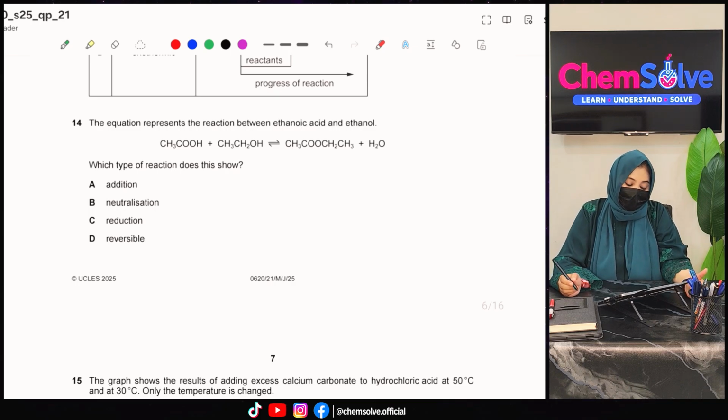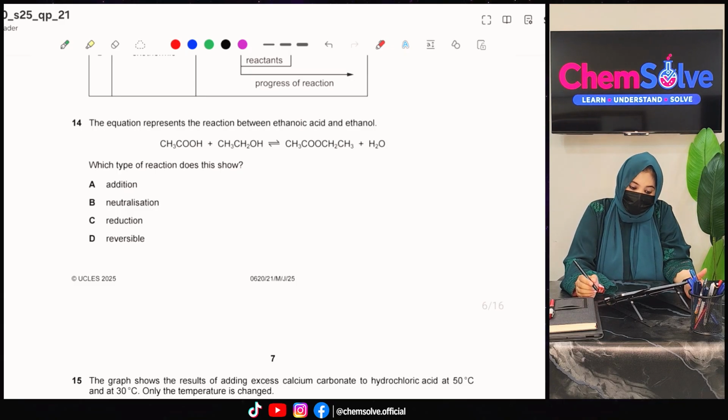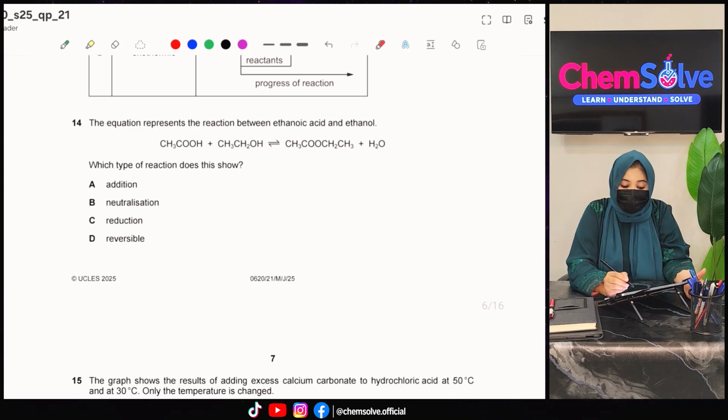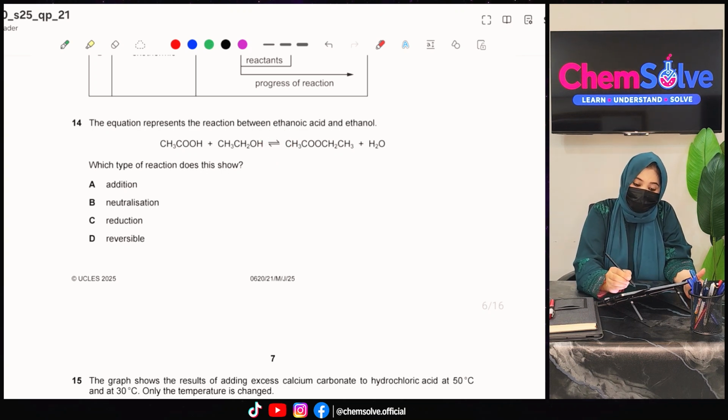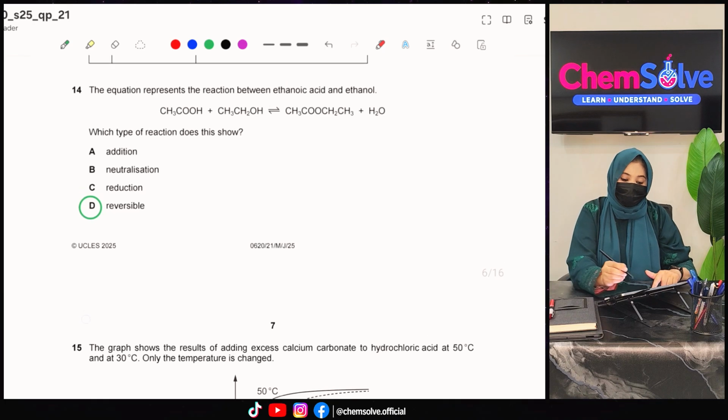Now question number 14. The equation represents the reaction between ethanoic acid and ethanol. Okay. Which type of reaction is this? Look at the sign. It clearly shows that this is a reversible reaction. So we don't need to look at the other options. This is a reversible reaction. It is clearly shown with the symbol of arrows.